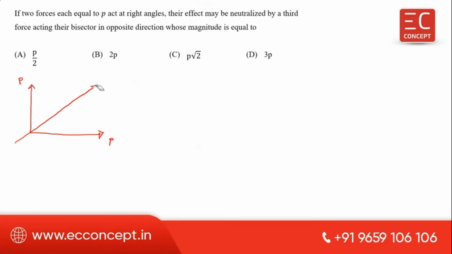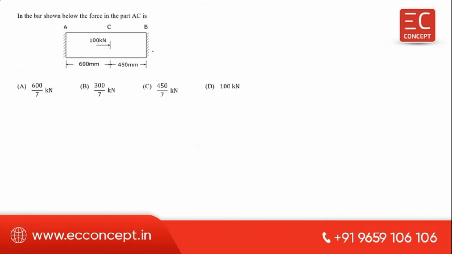This force neutralizes these two forces. Neutralizes means this force is acting in the opposite manner. This angle is 45 degrees. So we can say this is the resultant. This is equal to root of P square plus P square, square of these two, which is equal to root 2 P. So the answer for this question is C. Understood?